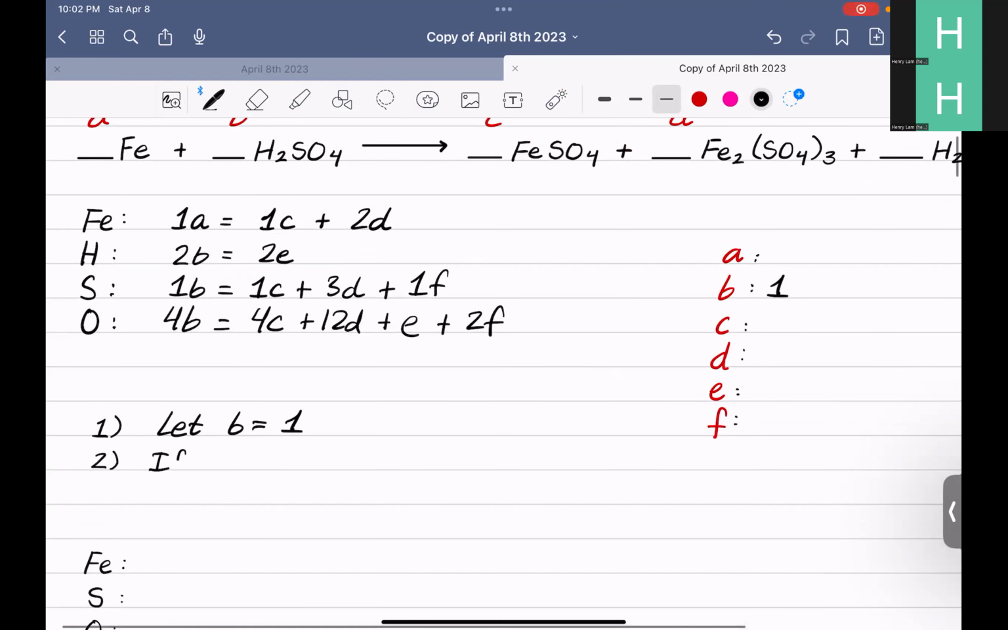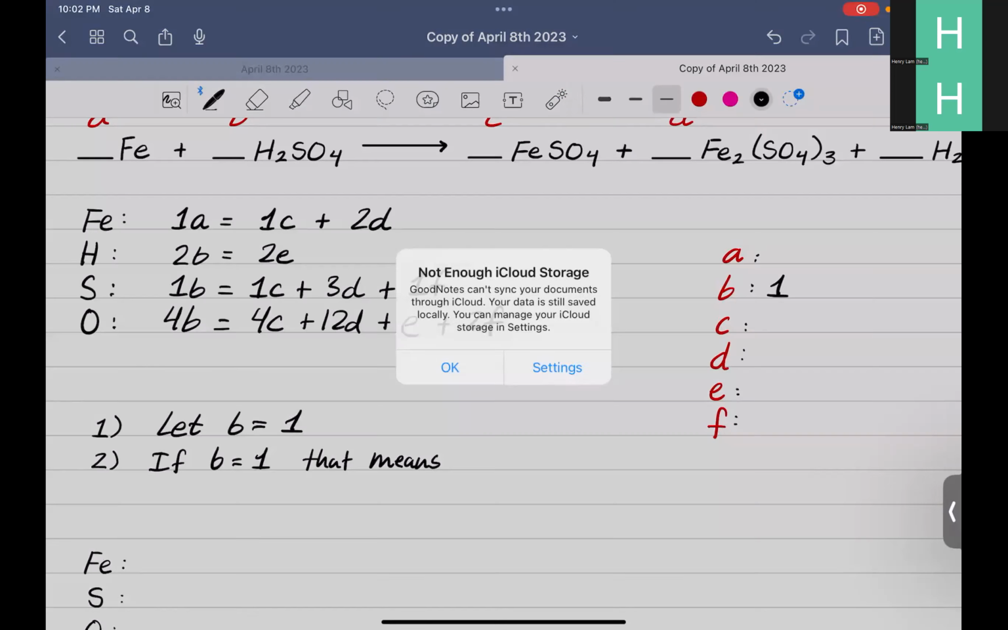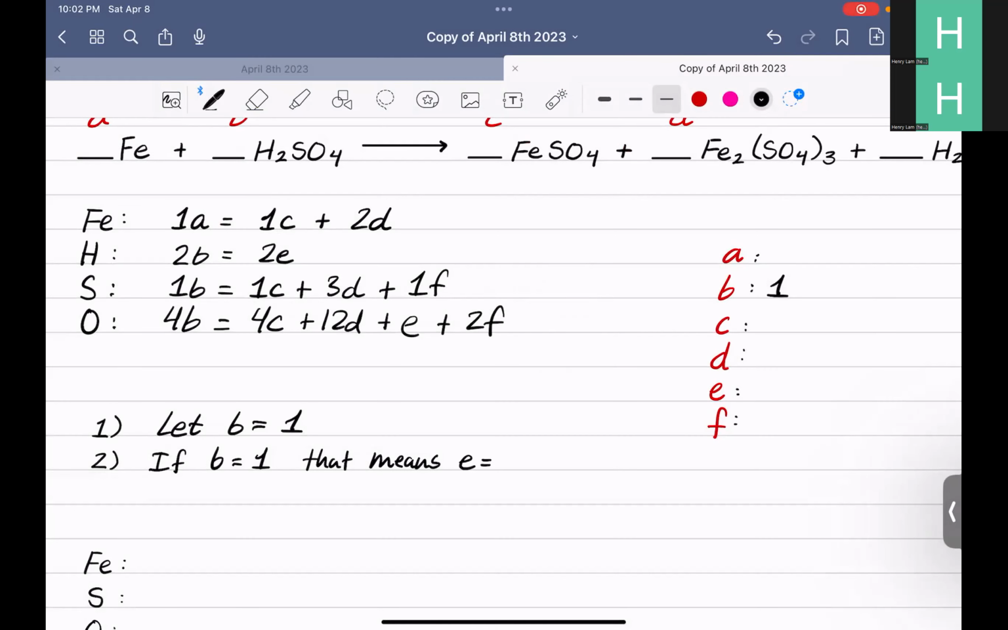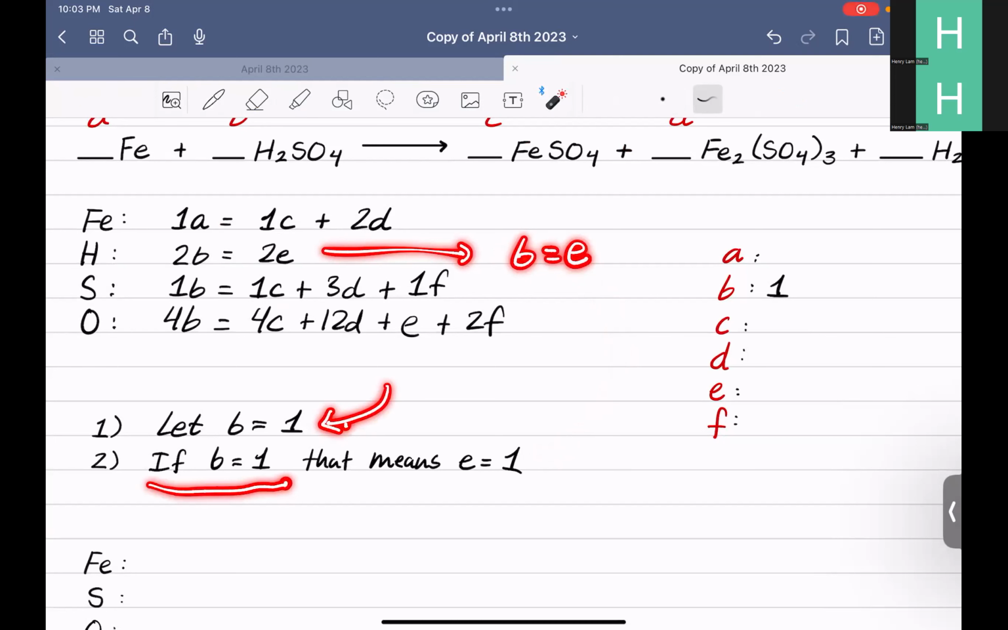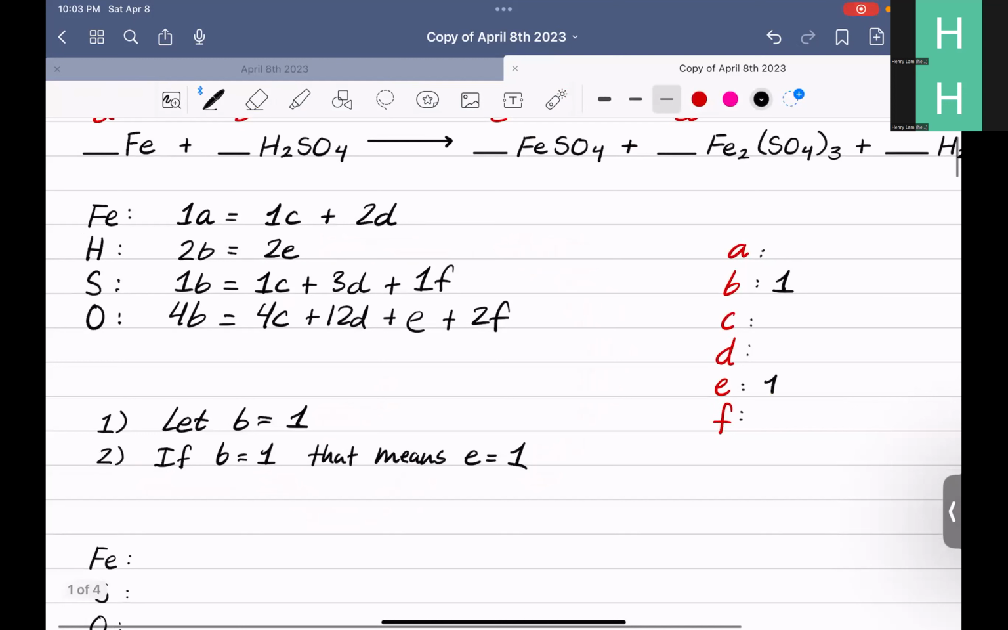Now if B is equal to 1, that means then E is equal to 1, right? So if you look here, back here, in this equation, the relationship between 2B and 2E is essentially B is equal to E. So if we let B is equal to 1, and if B is equal to 1, that means then E must be equal to 1, right? So we can write down that E is equal to 1. That's good. So far, we found two values. Now let's move on.